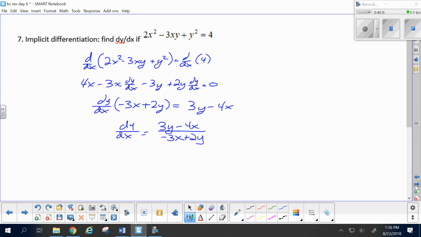Okay, that's how I'm getting 3y minus 4x over negative 3x plus 2y. What if you have 4x minus 3y, opposite signs in the top? Are you out already, or could you be right? You could still be right as long as every sign changes in the top and the bottom. So if you had the opposite signs, that would mean you moved your dy/dx's to a different side than I did, which is fine. In which case, if you had this, then you would have 3x minus 2. Both of those, or either of those is fine.